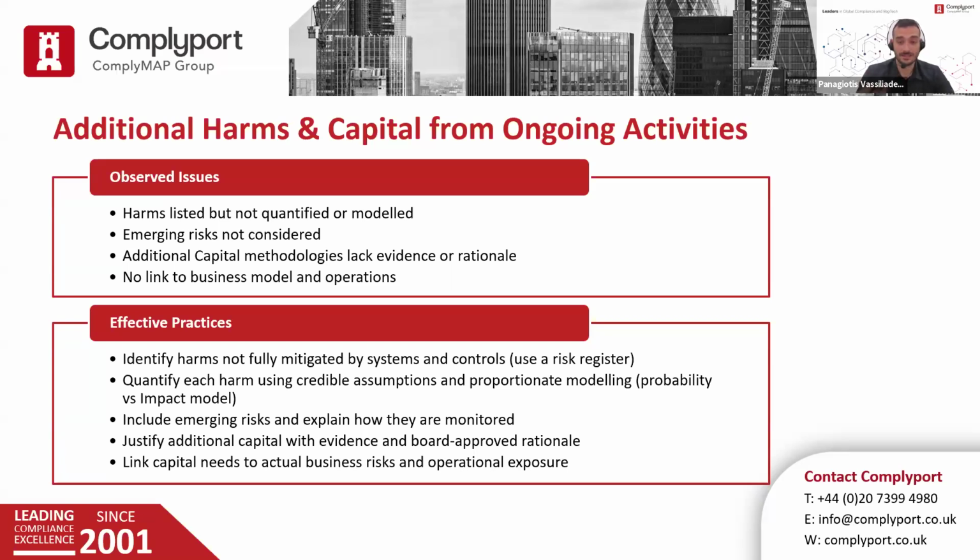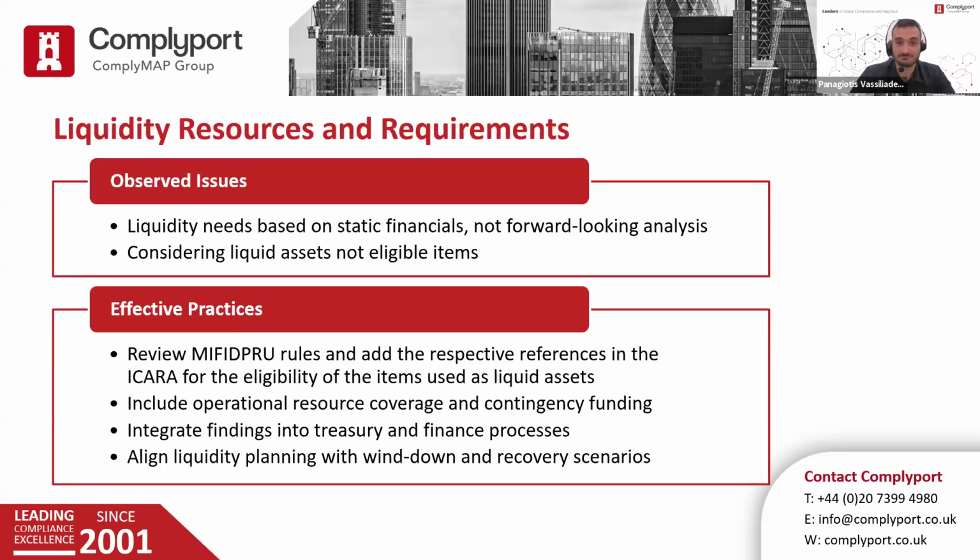And when you add the capital using this model, you need to justify it. Show the board approved rationale. This stage is very important to be submitted to your board to ensure that it is approved, because this should be linked back to the business model and the potential operational exposure that you might have. This is about showing that the additional capital you are estimating is not just regulatory, but it's strategic as well.